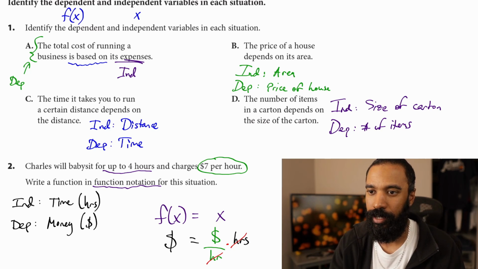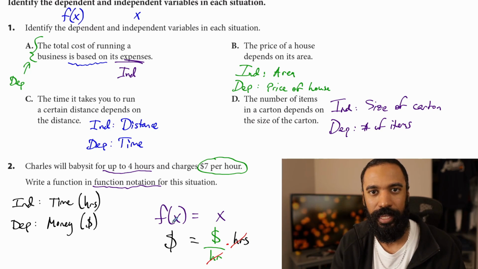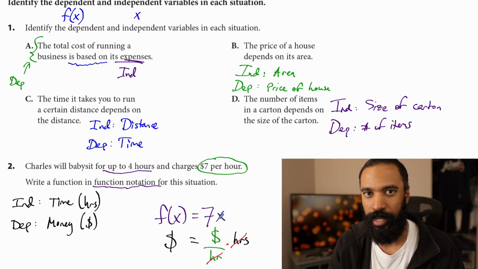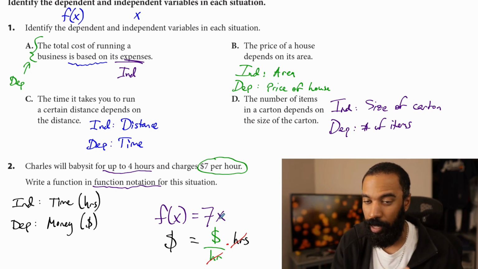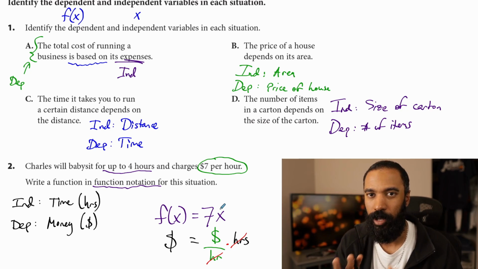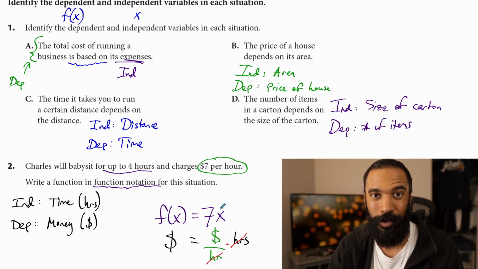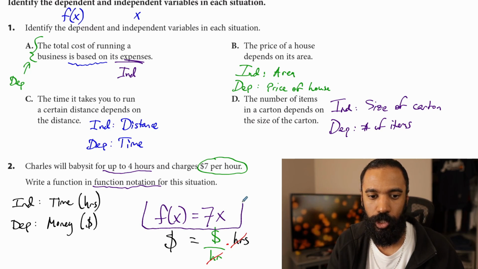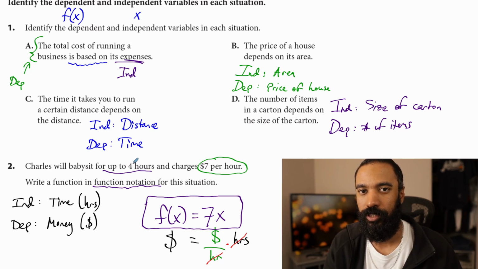So the function here, the function of x, the amount of money that he's going to earn, what you're going to do is take the $7 per hour that he earns times the x hours that he works. X, of course, only going up to 4 hours total. They didn't ask us for domain things in this problem. I'll save it for a different problem where they do. This is going to be the function for this particular situation, for Charles's equation.